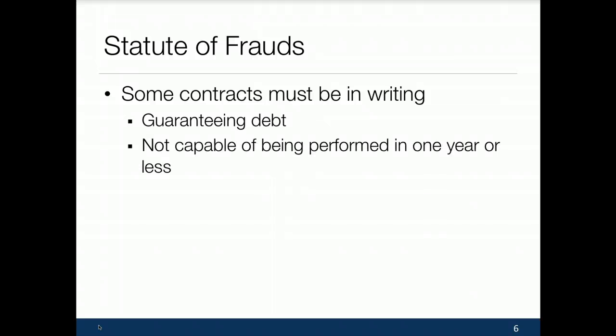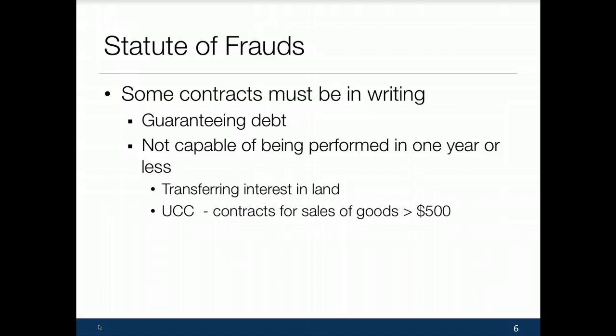The most notable example may be the contract transferring an interest in land. And the UCC gives us contracts for sales of goods that are worth $500 or more. Those contracts typically must be in writing due to the statute of frauds.